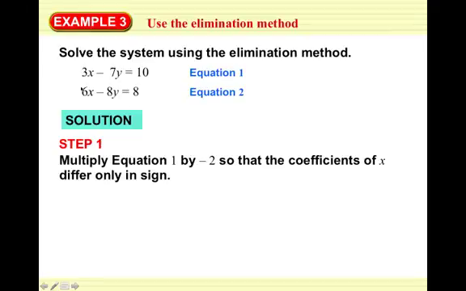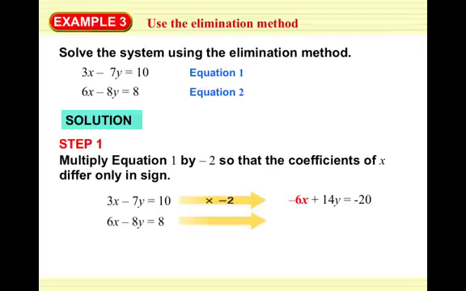Now, even though it's the x's I'm interested in, if I'm going to multiply anything in this top equation by negative 2, I have to multiply everything in the top equation by negative 2. So I'm going to get negative 6x plus 14y equals negative 20. And then I'm going to recopy my second equation, 6x minus 8y equals 8. I'm going to add the two together.